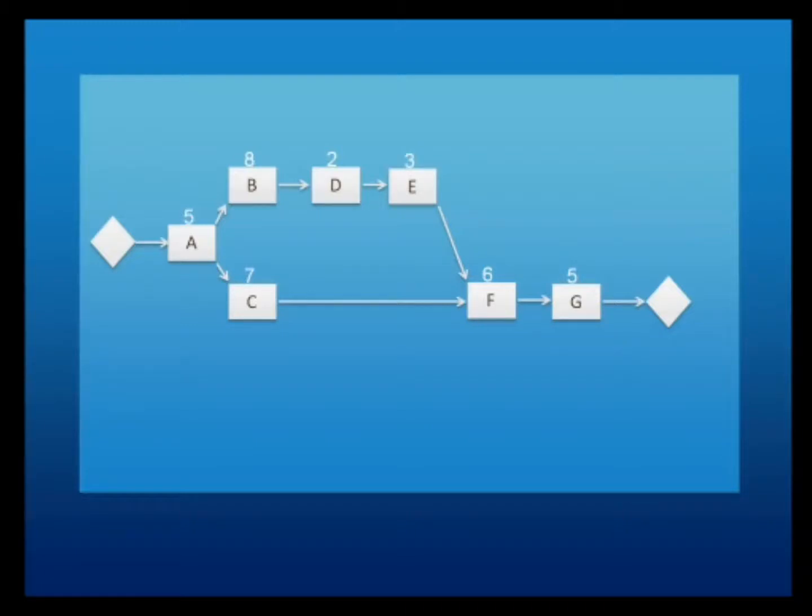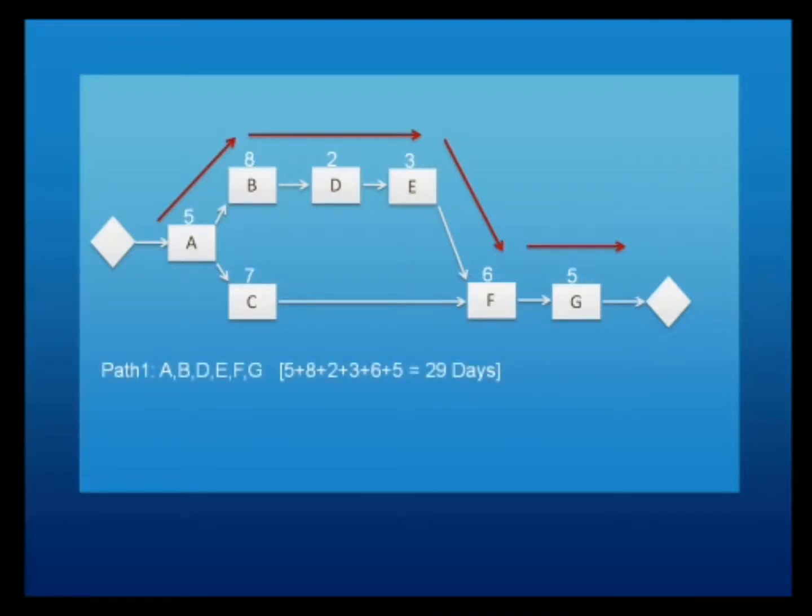Once you have that information, then we can find out how many different paths we have, and then we will determine which one is the critical path. Now the first path we have is A, B, D, E, F and G. So that is the first path we have in our network diagram. So that is path number 1, and if we just add up the durations for all of these activities, you will get the total of 29 days. That is the duration of path number 1.